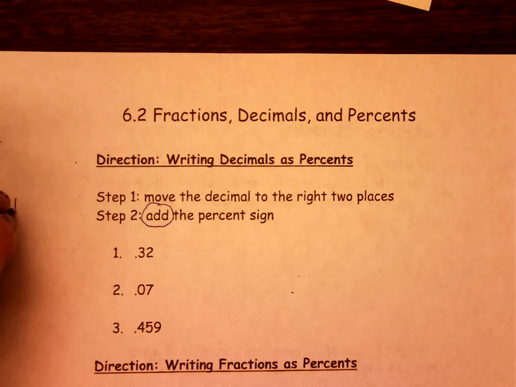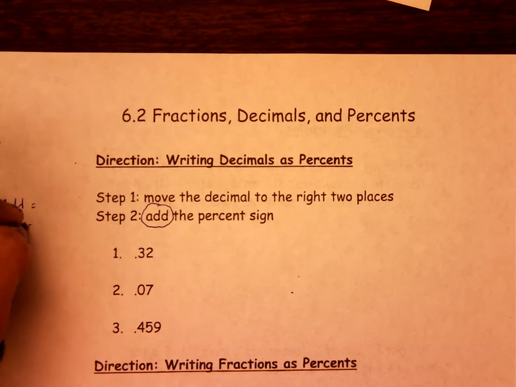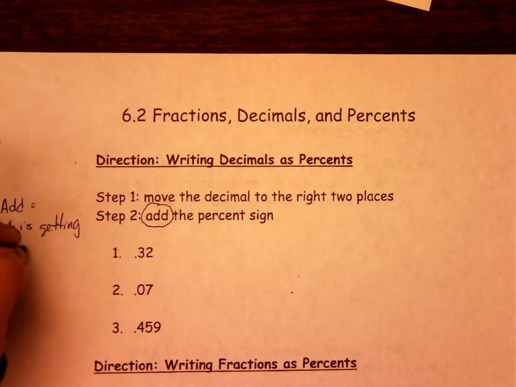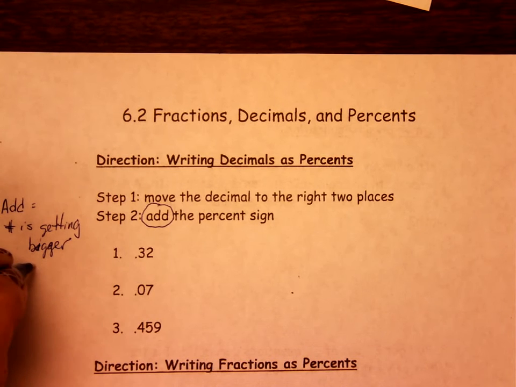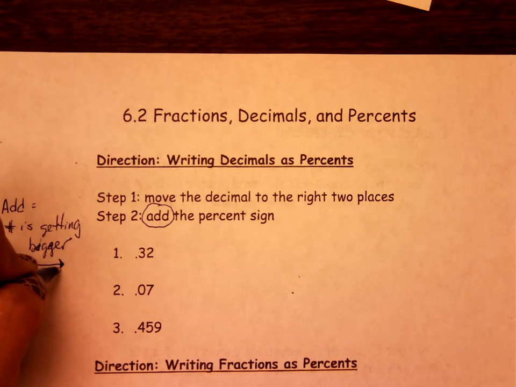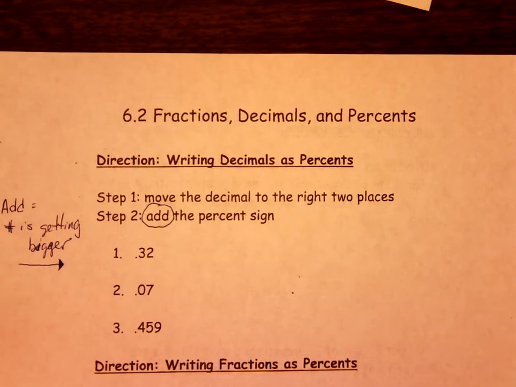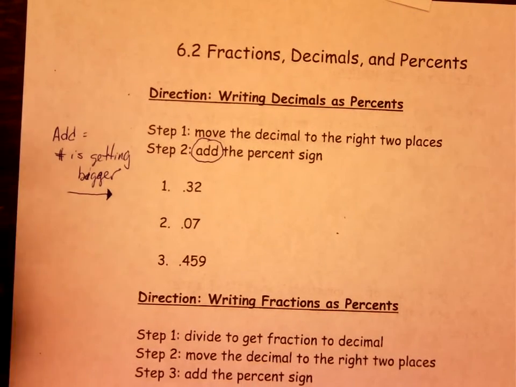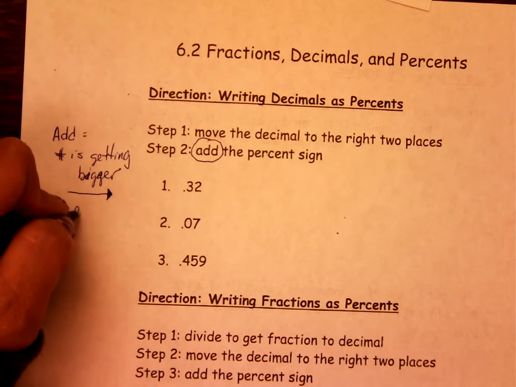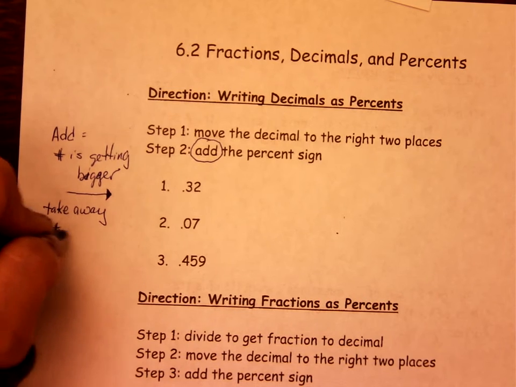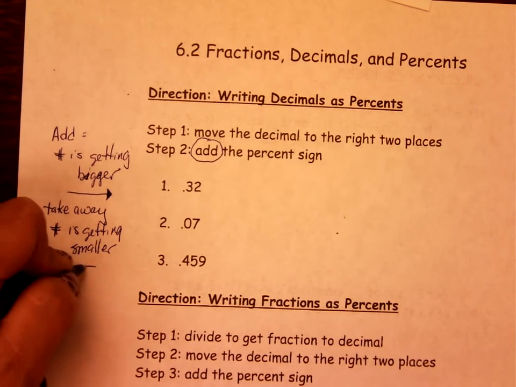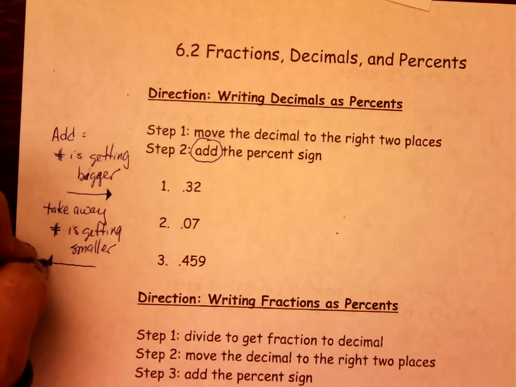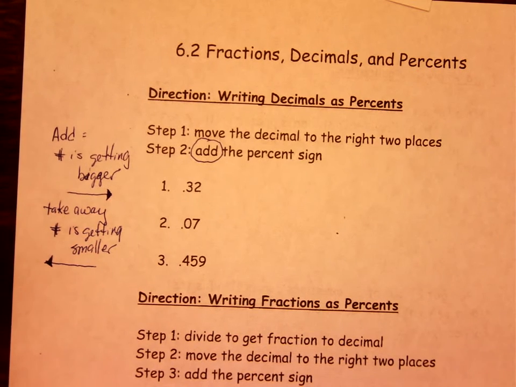If you have the word add, it means that the number is getting bigger. And if the number is getting bigger, if you think about the number line, all the numbers on the number line that are getting bigger is going towards the right. Remember, yesterday we had said if you're going to take away the percent sign, the number is getting smaller. And so all the numbers on a number line are getting smaller, and so you move it to the left. All the numbers on the number line on the left side are smaller.